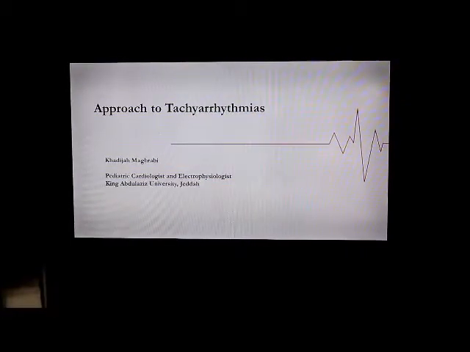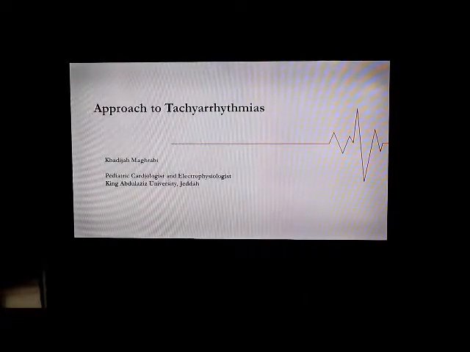Today we're going to talk about approach to tachyarrhythmias. This is supposed to be a practical session, so we're going to talk about the techniques that we use to differentiate some types of tachyarrhythmias from others. We're not going to go into any theoretical details about each tachyarrhythmia.